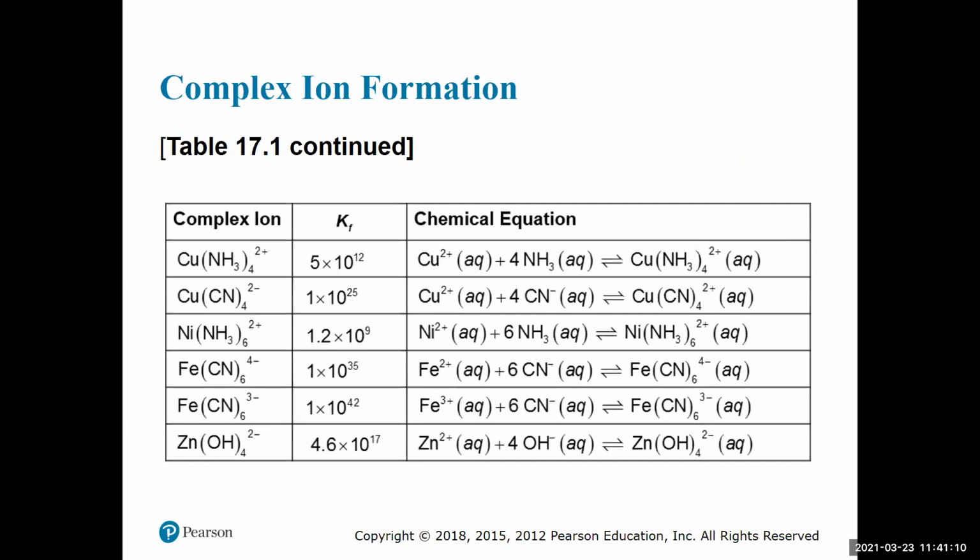These are just some more metals. You can see some other big numbers here. You see a 10 to the 35th and 10 to the 42nd for the two iron complexes. So those are really favored. I don't know how often you would be working with cyanide, but that's what CN is, cyanide.